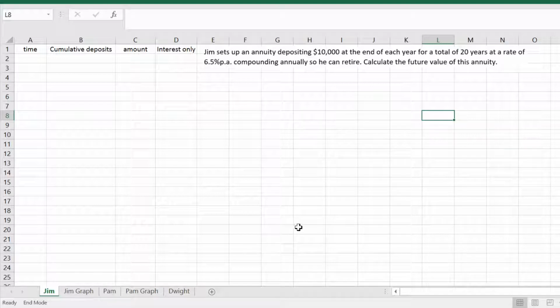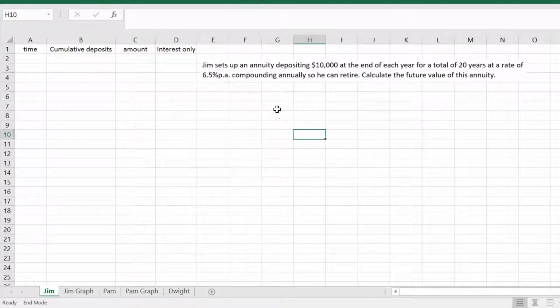So the first question we're going to look at is: Jim sets up an annuity. I'll just move this down so it's away from the headings. Jim sets up an annuity depositing $10,000 at the end of each year for a total of 20 years at a rate of 6.5% per annum, compounding annually, so he can retire. Calculate the future value of his annuity.